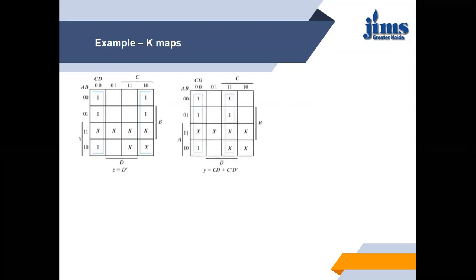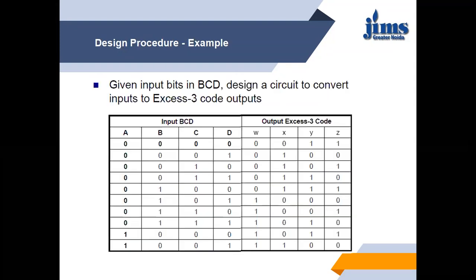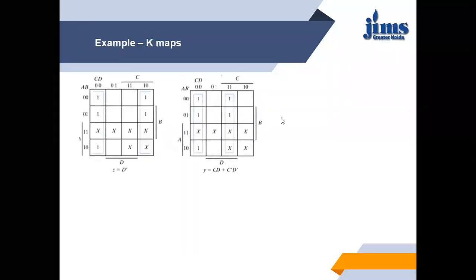Similarly, we have to draw the K-map for Y. Again, we can look here in this table: Y has the value 1 at 0, 3, 4, 7, 8. So again we have to draw the K-map with 0, 3, 4, 7, 8, and the rest of the conditions are don't care.